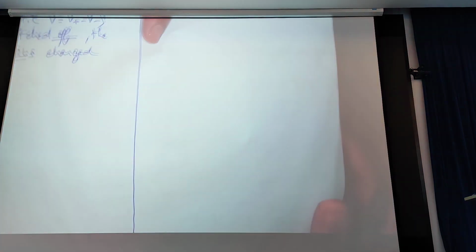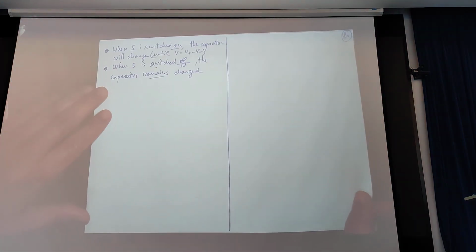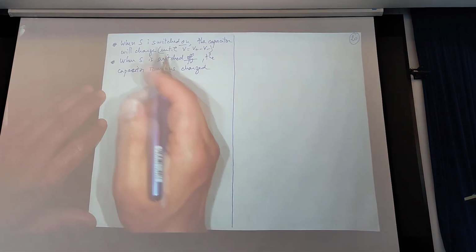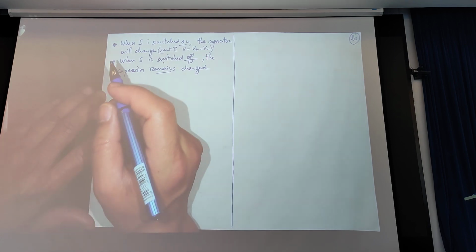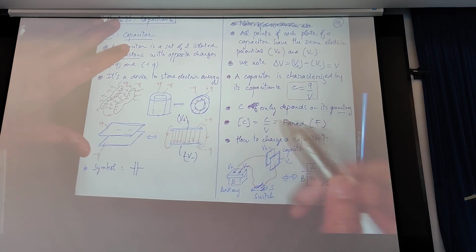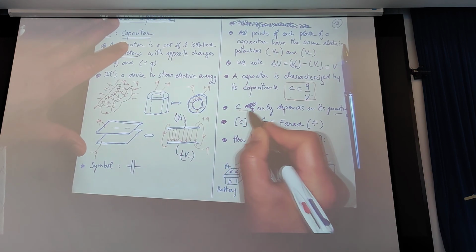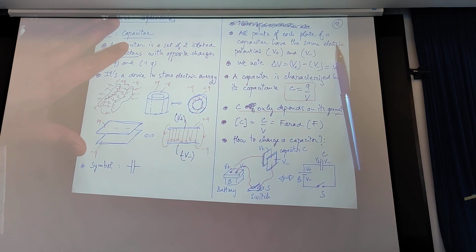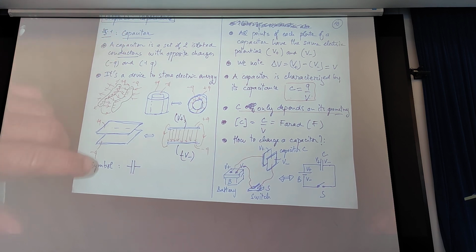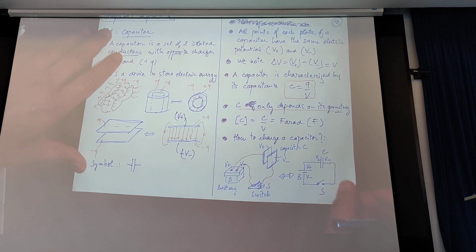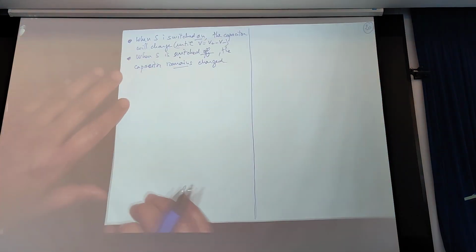Okay. So now, one question is how to calculate the capacitance. As I said before, it's not obvious, but C, the capacitance of a capacitor, only depends on its geometry. So we are going to see that now in a few examples. Okay?